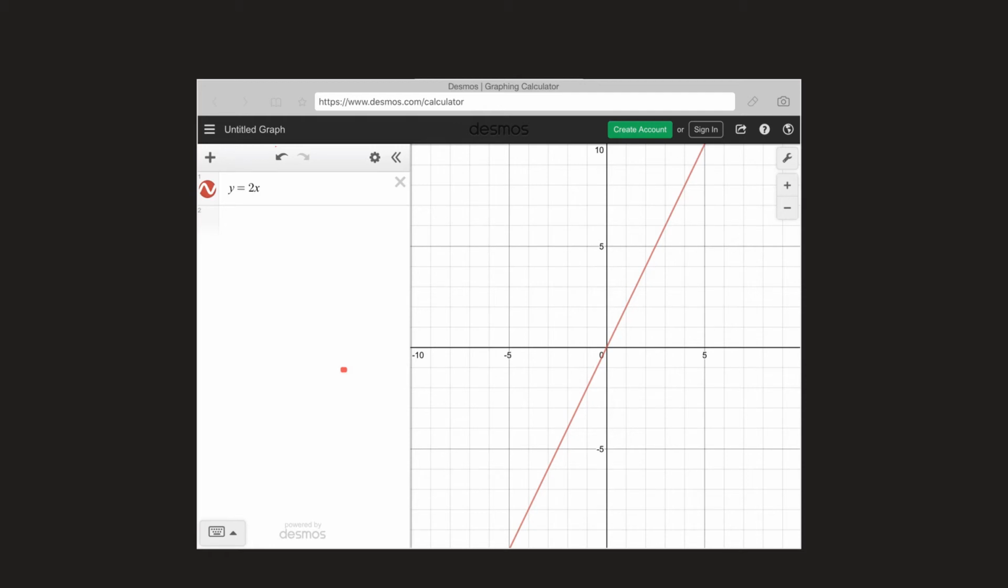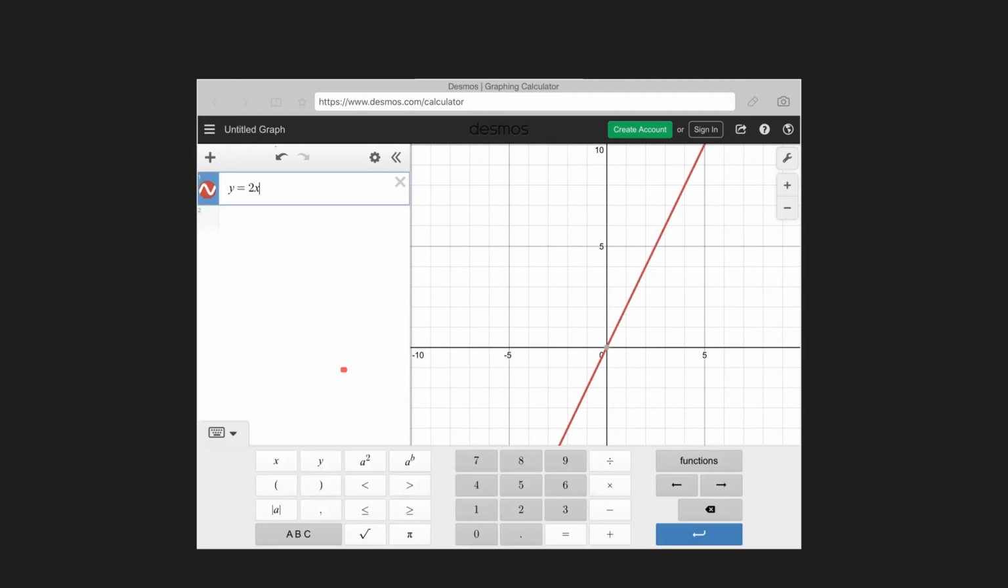Now, if I were to, let's see, I want this to be maybe +1. Ooh, look at that. Same slope. It goes up 2 and over 1.